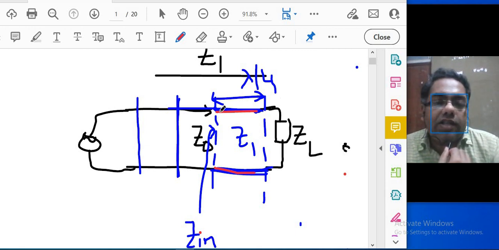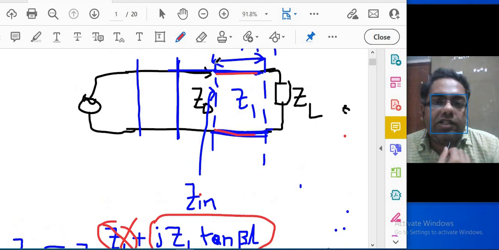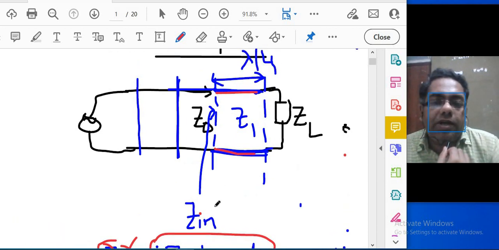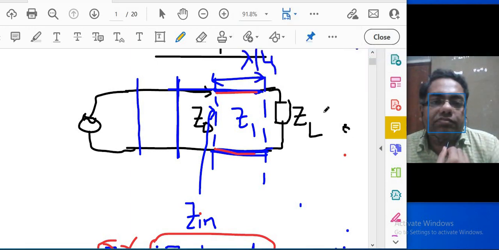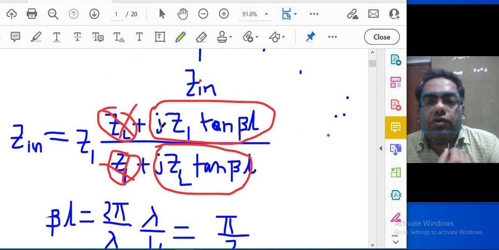Another drawback is that it is matched only up to this plane. Zin becomes equal to Z0 only up to this plane. But from here to here there are mismatches. That means from here to here there will be a standing wave. Only up to here will it have the matching. Okay, so that is all about the quarter wave transformer.